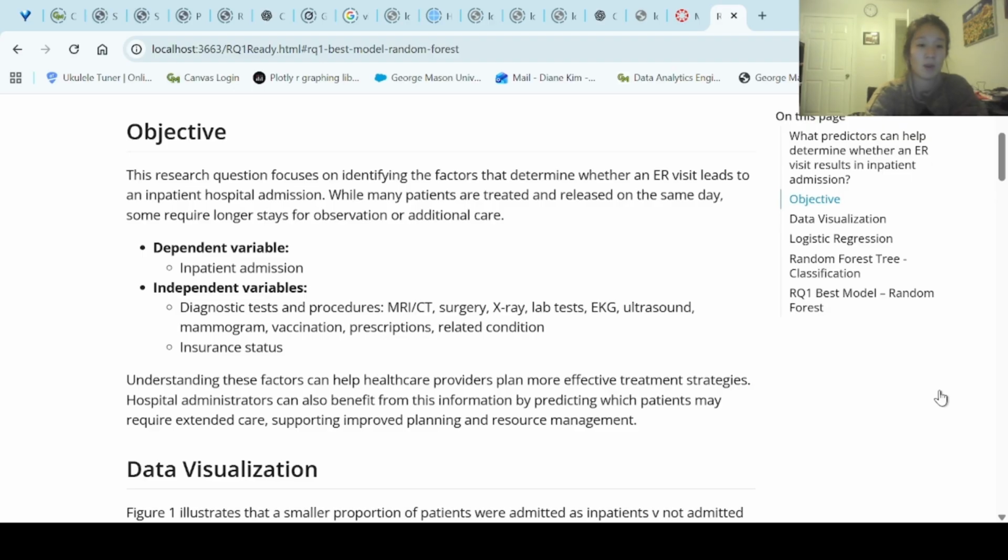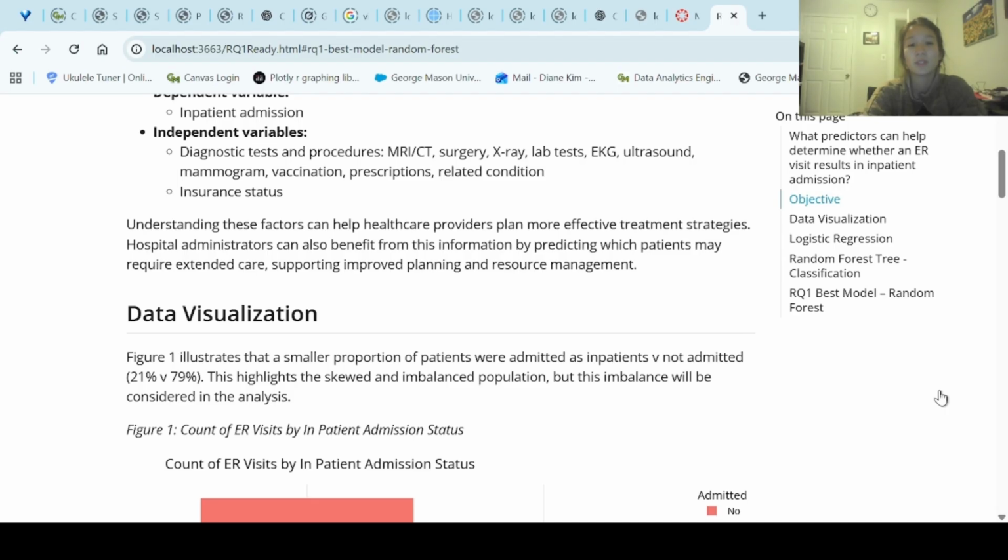Some of my independent variables were diagnostic tests and procedures such as MRI, surgery, x-rays, lab tests, etc., and insurance status as well. It's important to look into this research question because it allows the hospital administrators and healthcare professionals to look at which patients require extended care and to help improve planning and resource management.